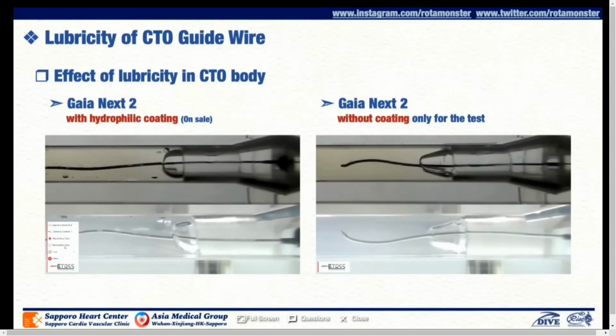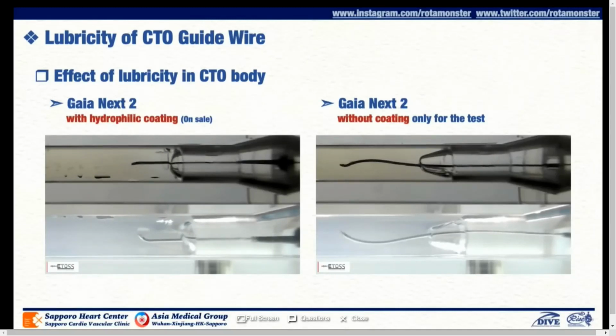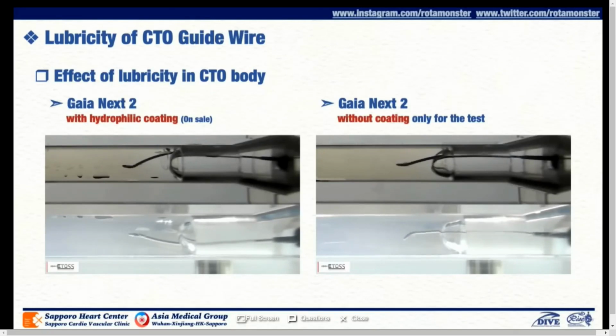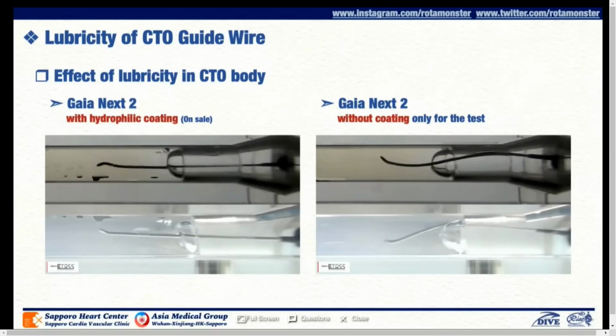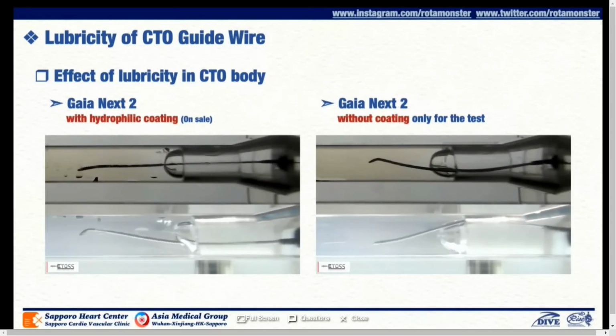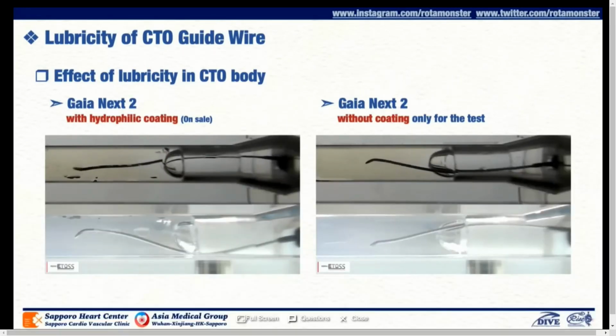On the other hand, Gaia Next 2 without coating becomes difficult to operate and gets stuck due to the frictional resistance inside the CTO body. Thus, lubricity has a significant effect in the CTO body where frictional resistance is high, and is important for good wire manipulation.